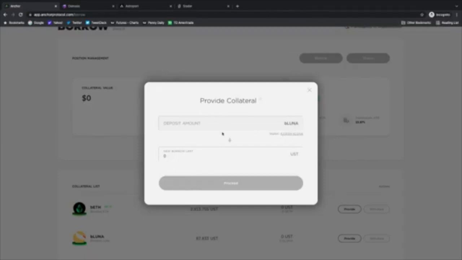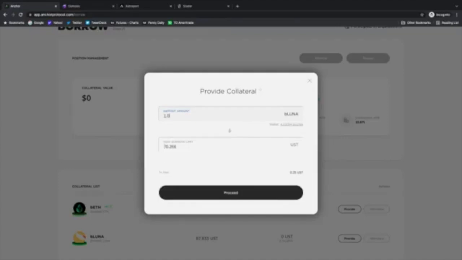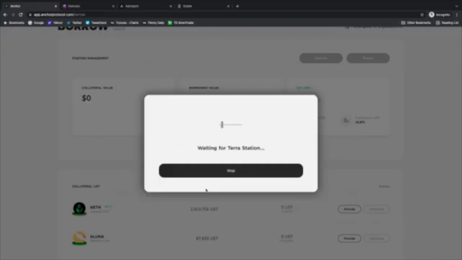And when we talk about using it as collateral, here's what's going to happen. I'm going to put one bLuna in here. So we all bought one bLuna. And now look what just said: my new borrow limit's $70. I'll talk about what that means in a moment. So I'm going to proceed, deposit one bLuna, and approve this. Once this is approved, my collateral value is going to populate.